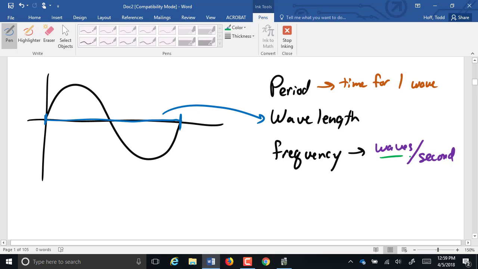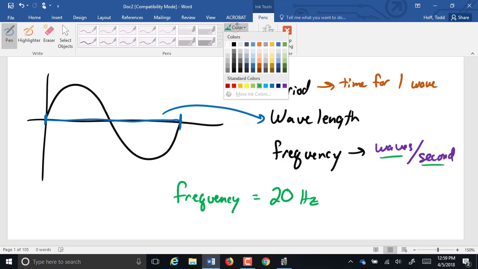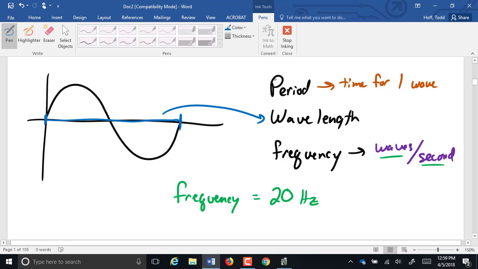If frequency is the number of waves that go past in a second, let's just say the frequency is 20 hertz. Hertz just means per second. There's 20 waves per second. If there's 20 waves per second, the period, the time it takes for a single wave, would be 1/20th of a second, right?